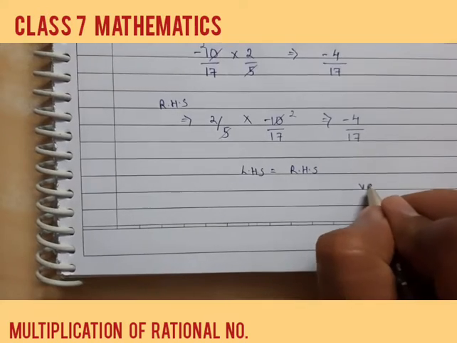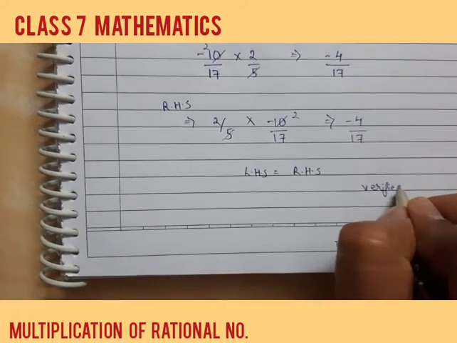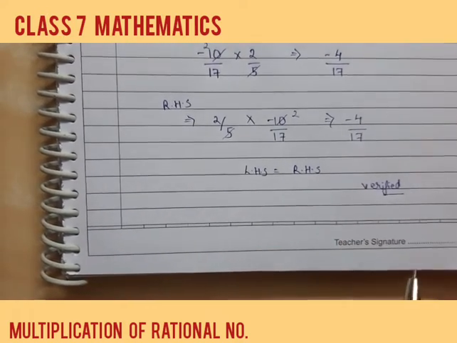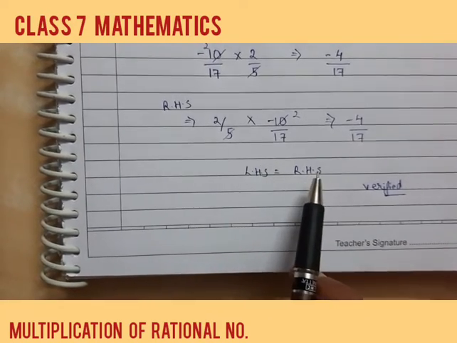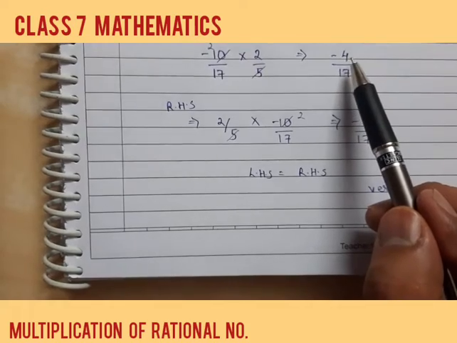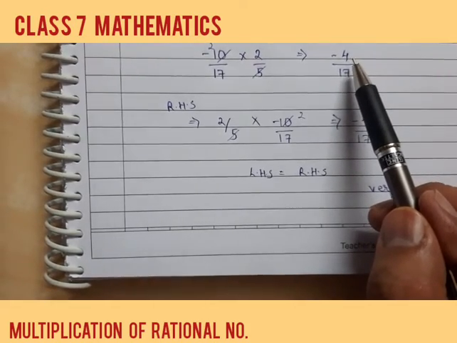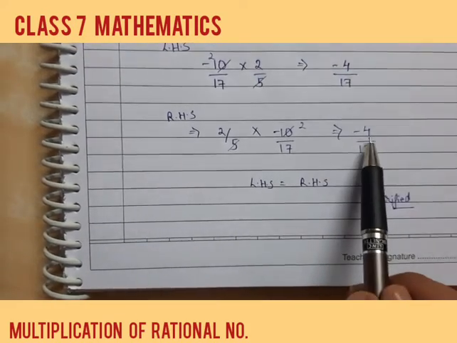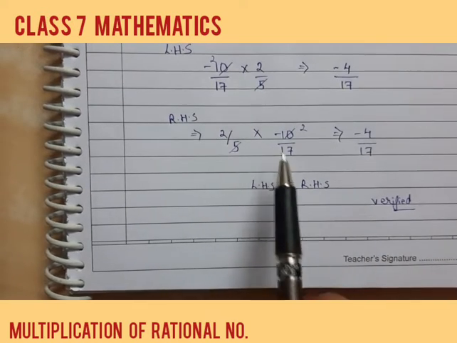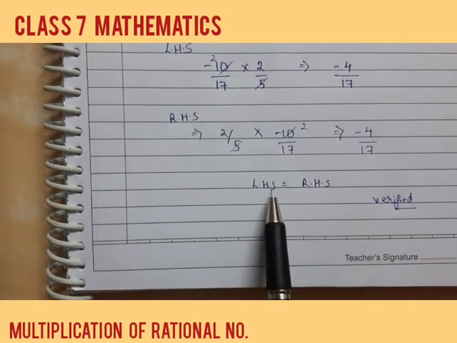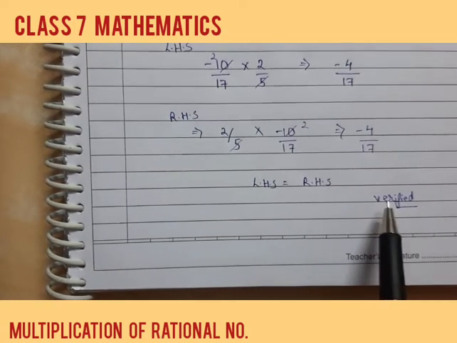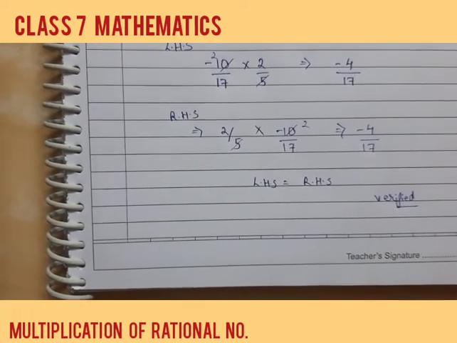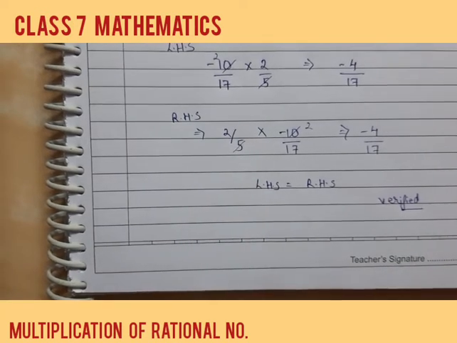Hence our answer is verified. If the LHS and RHS would not have been same, for example, if it would have been minus 8 upon 17 in the LHS portion and minus 4 upon 17 in the RHS portion, since the LHS and RHS would not have been same, we would be writing here not verified. This is how we need to solve such type of questions.